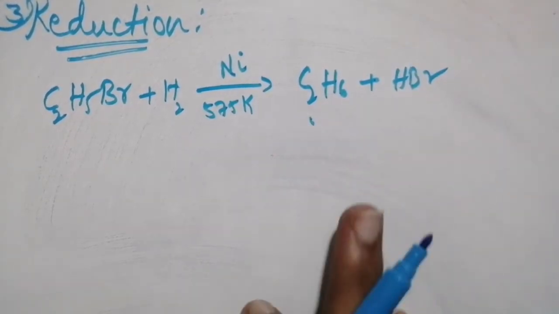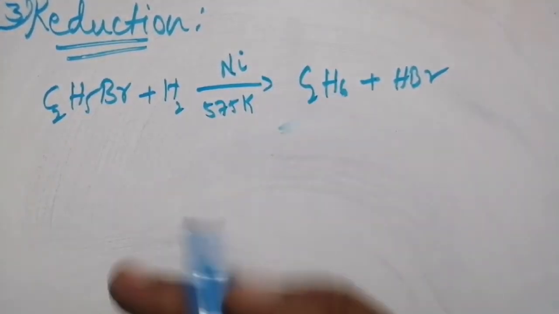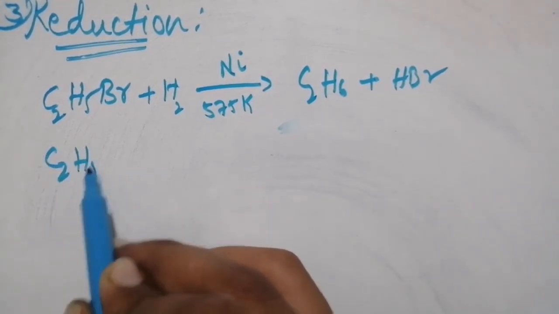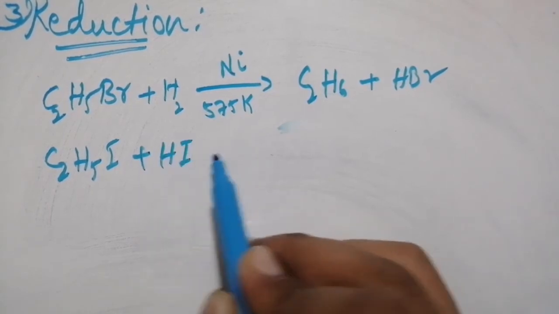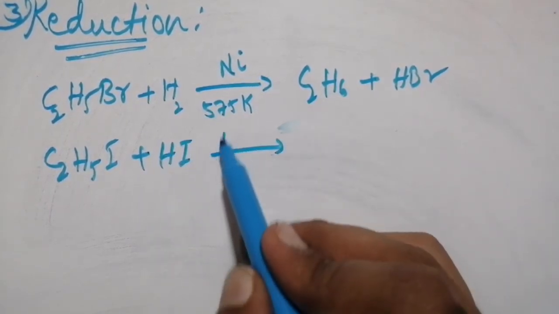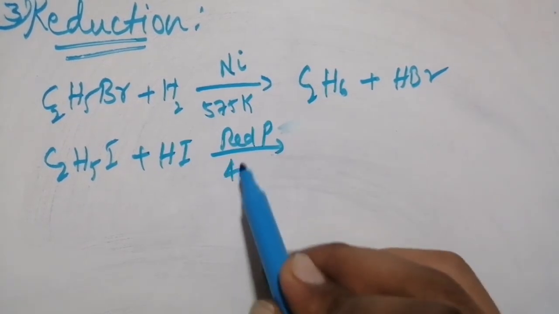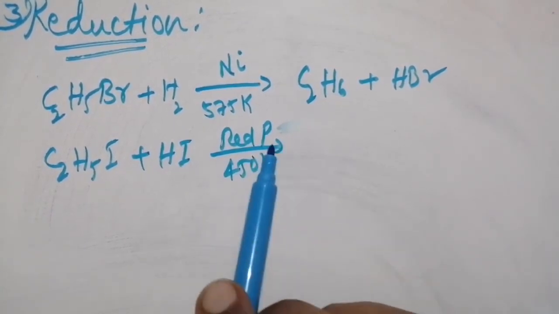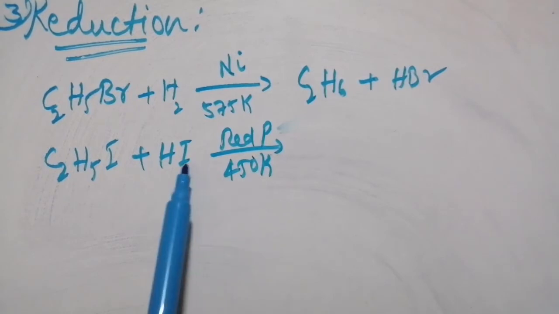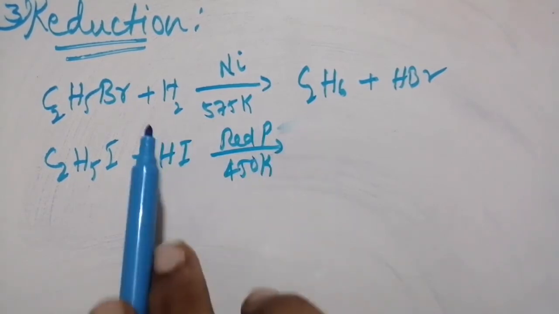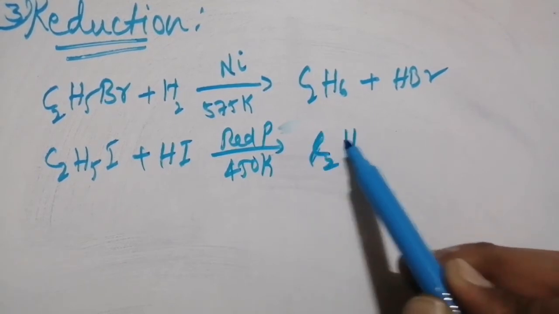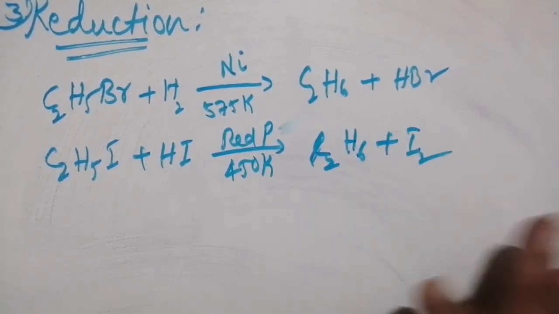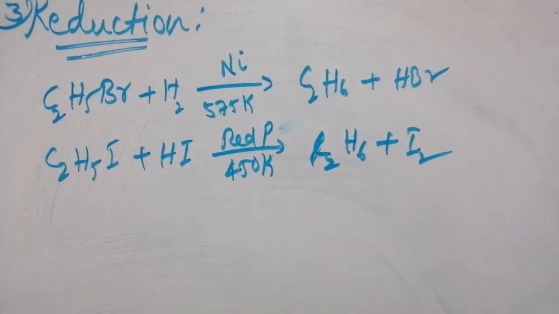It is a hydrocarbon molecule. And I have one more like this, C2H5I plus HI in presence of red phosphorus at 450 Kelvin. I have to provide it with certain conditions. So it will yield me C2H6 plus I2. This is my reduction reaction. So it gets reduced here.